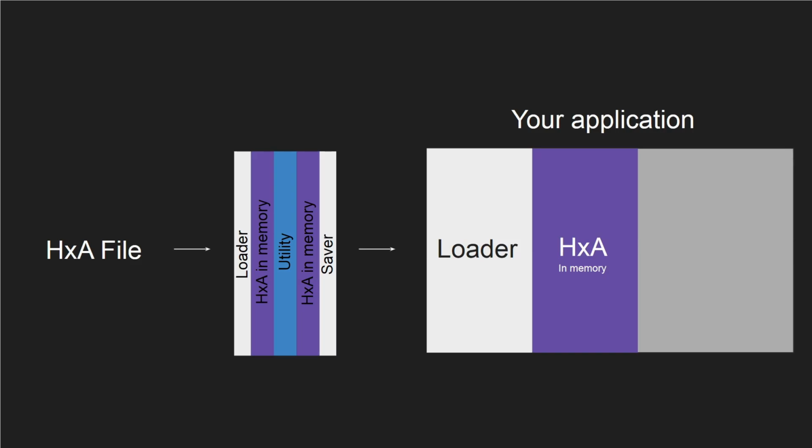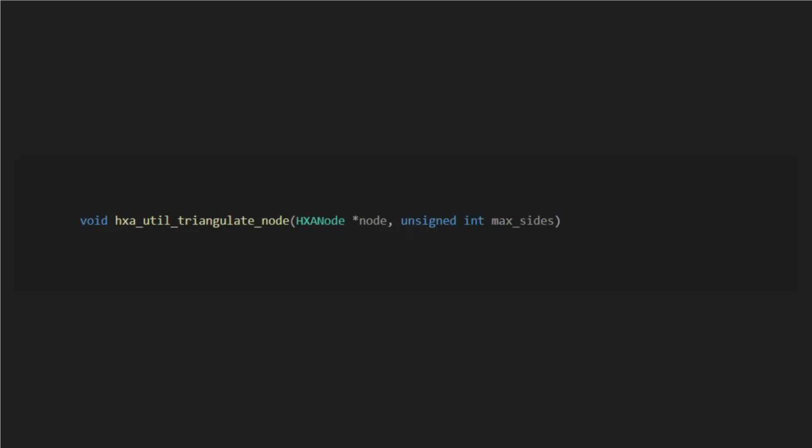If we look inside of one of these utilities, they have to load a HxA file. They store that HxA in memory, and then they do something, and then they get a new structure of HxA in memory, and then it saves that out, right? That means that inside of this utility, there's actually a function that looks something like this that takes a node and triangulates it, right?